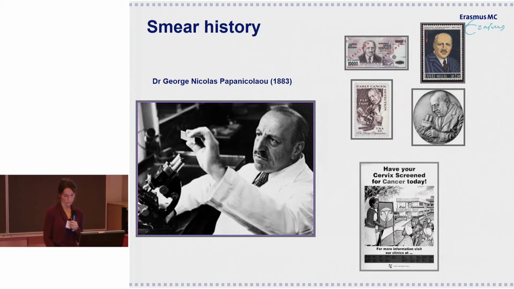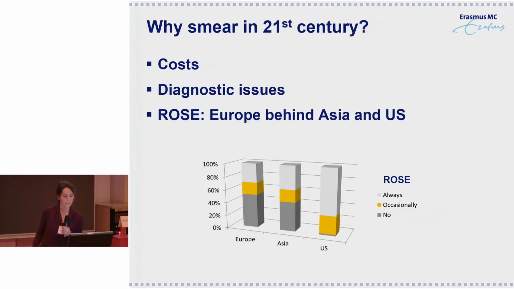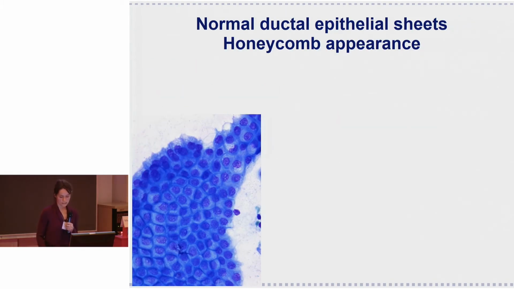The inventor is a Greek pathologist who trained himself over decades and developed an atlas. This was based on Pap smears, or smears from his wife. Every day he took a smear of his wife and did it for many, many years, for decades. And then he was able to categorize the cells. And then he became a hero in his country. But why, 200 years later, do we still do the smears? It's because of the costs, because of the diagnostic issues, because of the rows. But we know the rows is not very common in Europe. So this is the tradition, how we look at the smears.